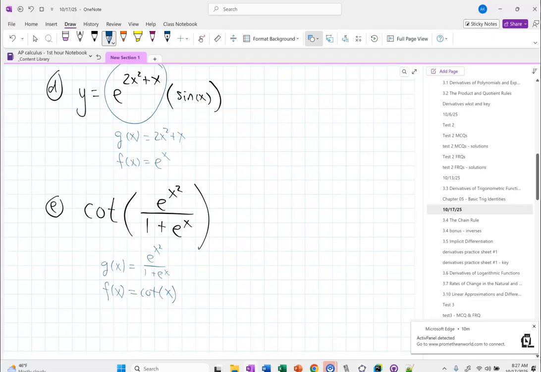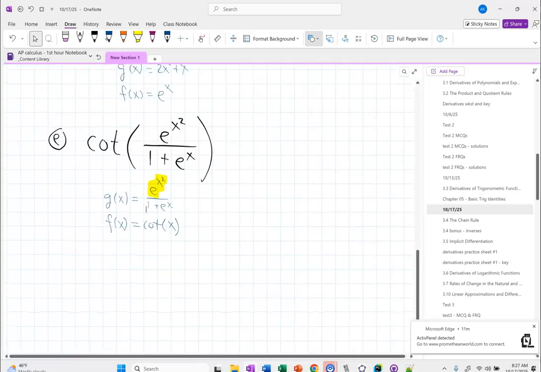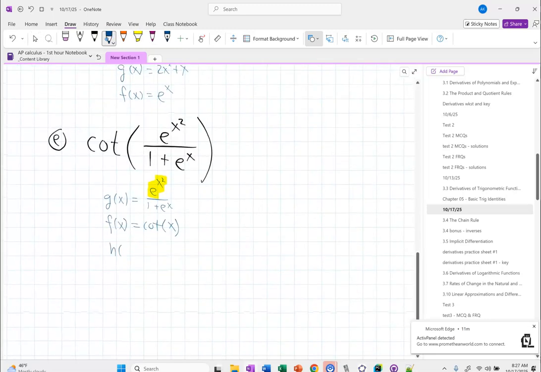Pat? E to the x squared. E to the x squared is another composition, right? I have a composition inside of a composition. Oh no, are you telling me this can happen too? Oh yeah. So I have like another composition inside of a composition, like a second layer. Okay.